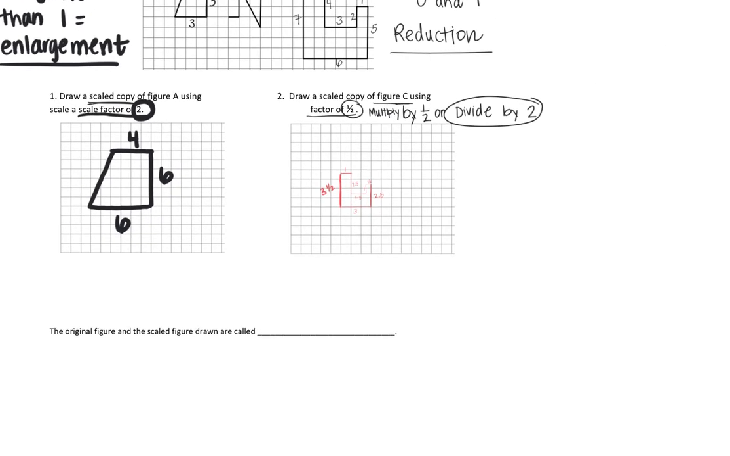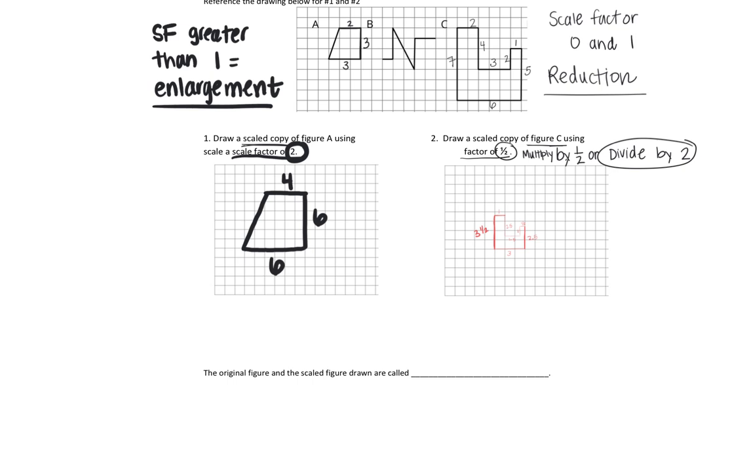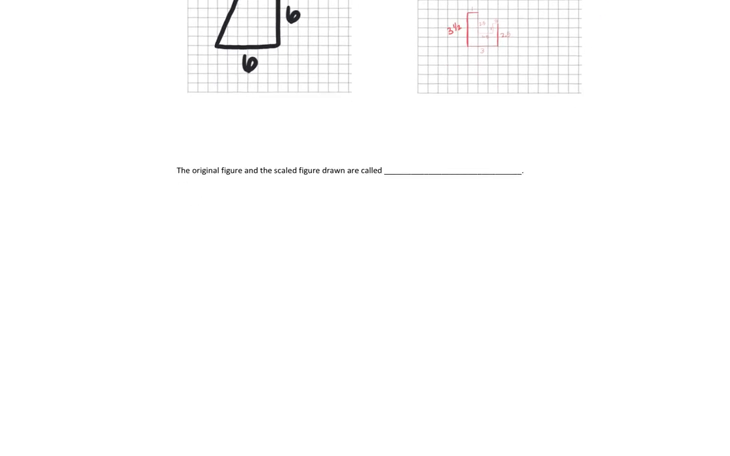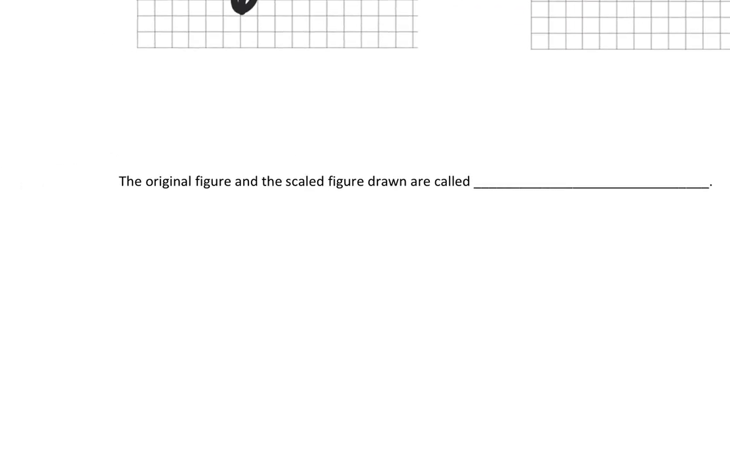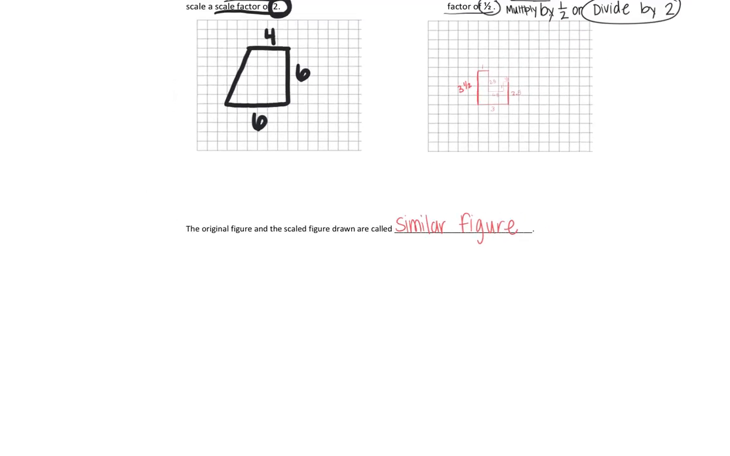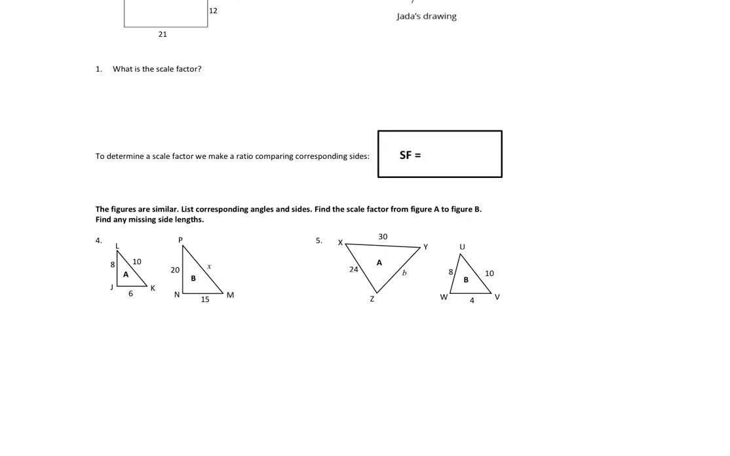Okay, so I have my part A done here. Let's see what's next to do. So at the bottom, we have something else. It says the original figure and the scaled figure drawn are called similar figures. So the figures that I just drew, those are the similar figures of the original. They look very similar, but one is bigger than the other one. Okay, so we are dealing with similar figures.